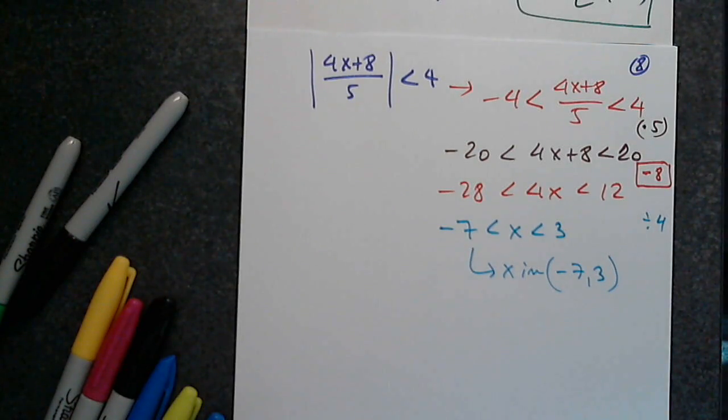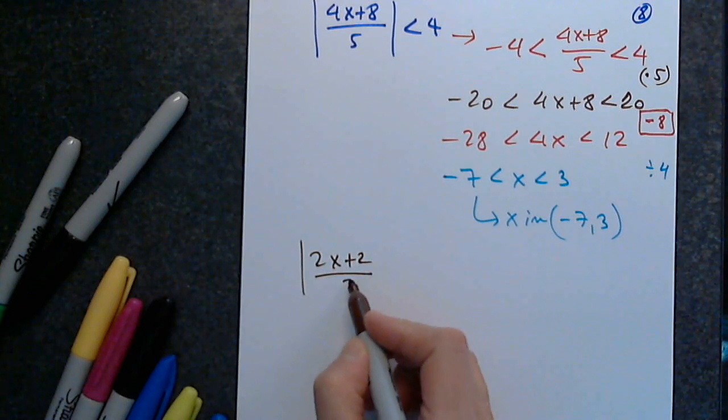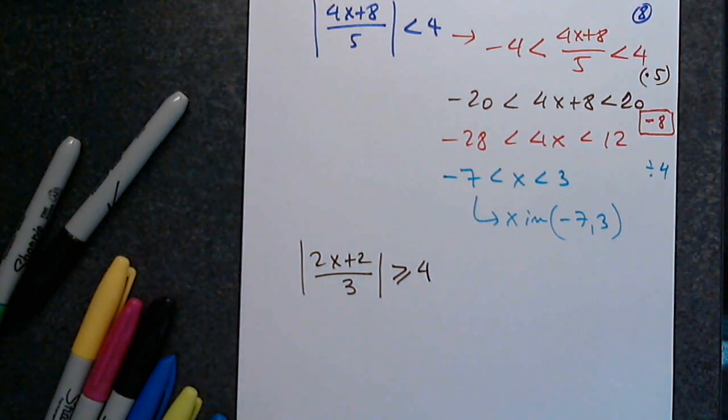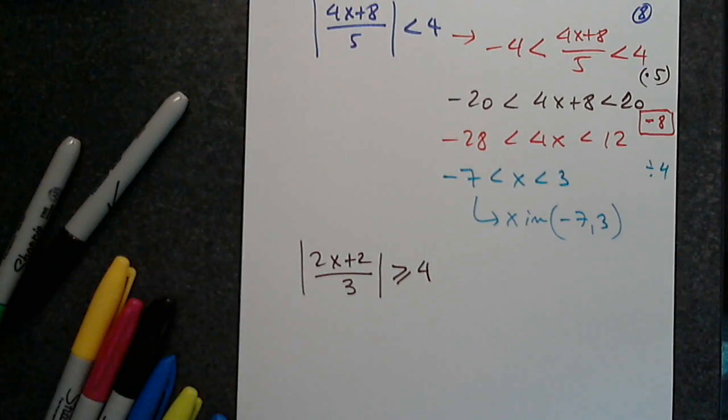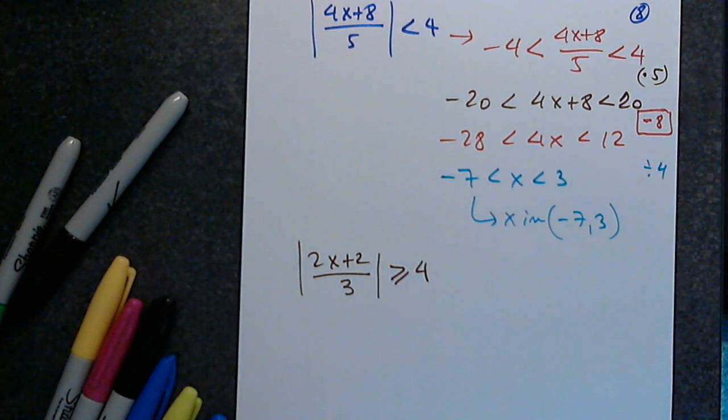Next one. The absolute value of 2x plus 2 divided by 3 greater than or equal to 4. Again, I'm asking myself, I cover this, or imagine that I cover it and I say this. Okay. This time I'm looking for numbers whose distance from 0 is 4 units or more. 4 units or more. Not 4 units or less, but 4 units or more.